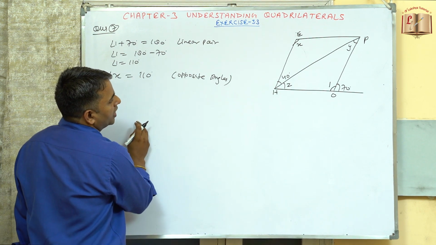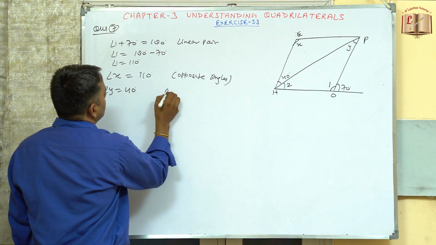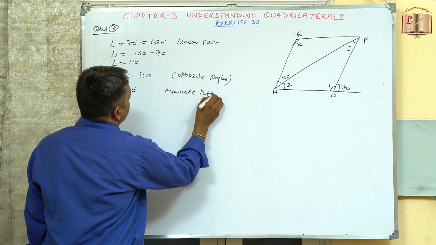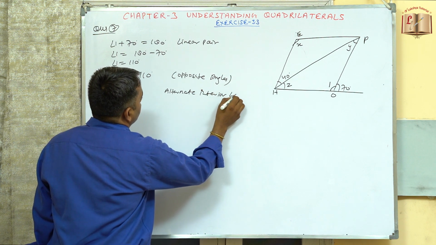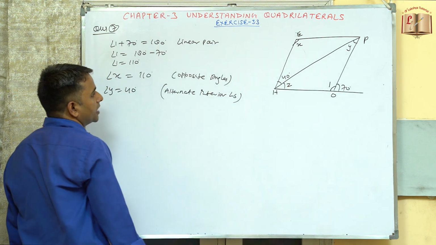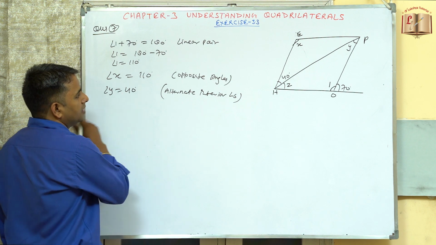And we need to find out angle y. So angle y will be equal to 40 degrees. These are the alternate interior angles. So angle 40 and angle y, they are the alternate interior angles. So now we need to find out angle z.